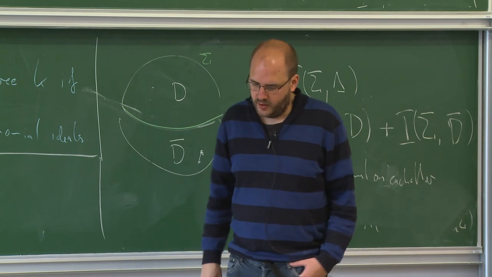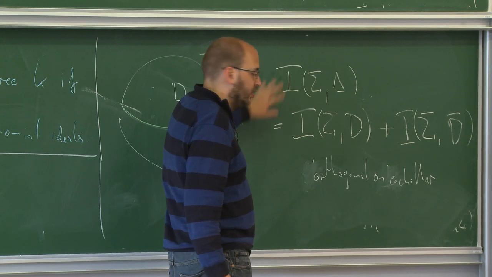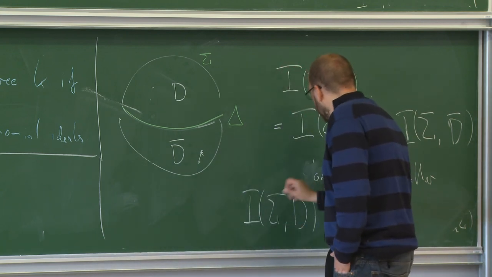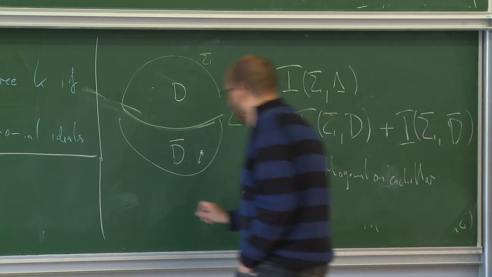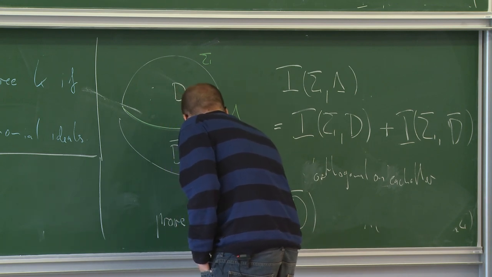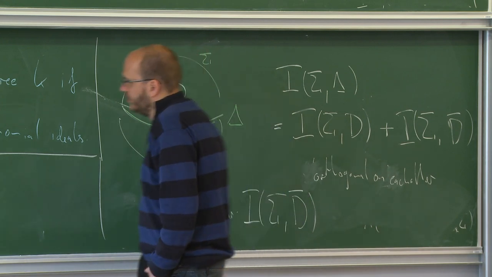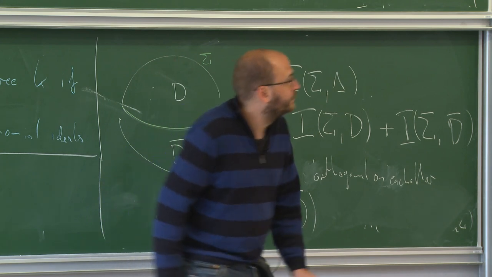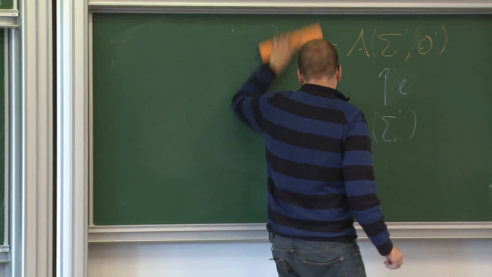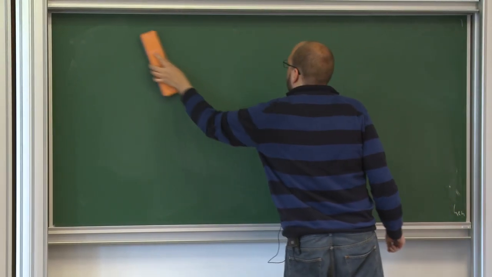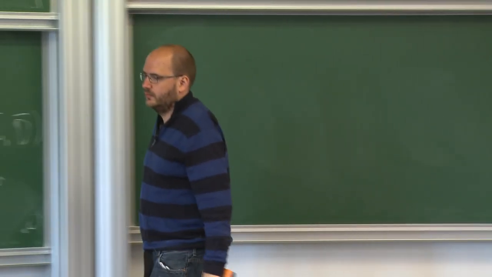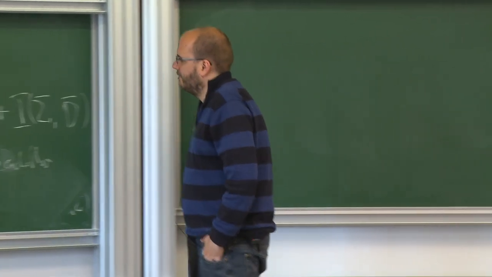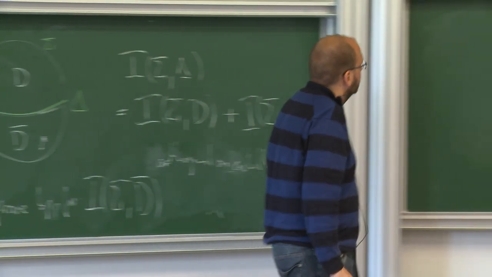Hence, if I want to prove the pairing property for I sigma delta, I could just as well prove it for I sigma D, or D bar, it doesn't matter. So prove the pairing property for I sigma D bar. So, first observation.